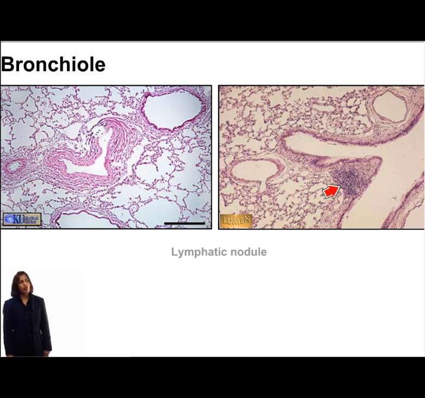On the left image, you do not see a lymphatic nodule, but you can see a complete lumen, a round structure. You see a good bit of smooth muscle surrounding it, and you see two branches of the pulmonary artery.